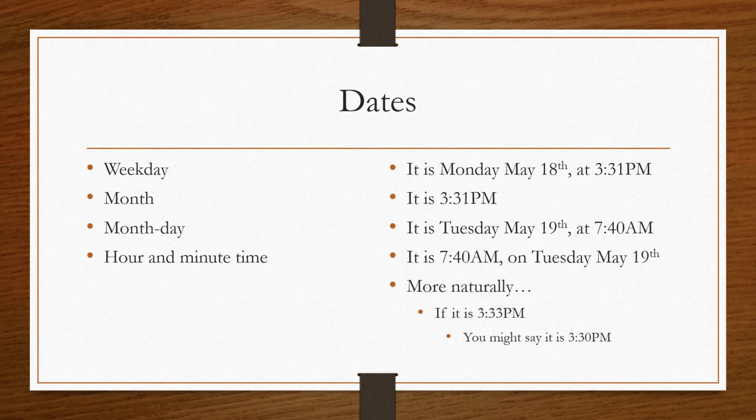Even more naturally, if it's 3:33 p.m., you might just say it's 3:30 or 3:30 p.m. Probably just 3:30, because if it's 3:30 in the afternoon, then the sun will be up, and it will obviously not be a.m. So you would just say it is 3:30 and leave out the p.m. at the end. So we only share the amount of information when it comes to date and time as we see it is relevant.